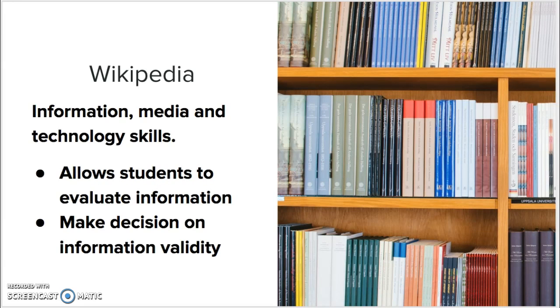And then finally, Wikipedia. I know Wikipedia is, from what I've read and what I've been told, basically a site where people can enter or edit facts. So it's a website that could be used in the area of information, media, and technology skills. It can be used more specifically to access information, and it will allow the students to evaluate information and make a decision on the information's validity. And then from there, decide whether it's beneficial to whatever they're working on or not.